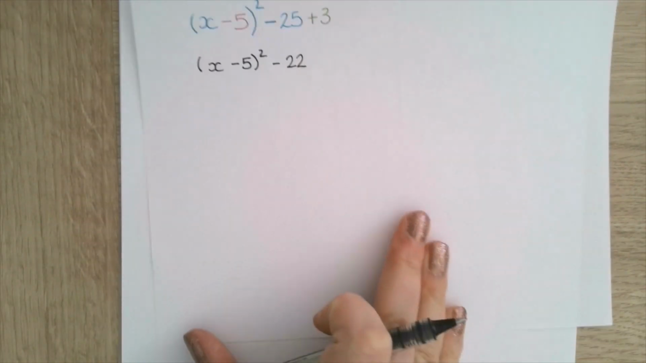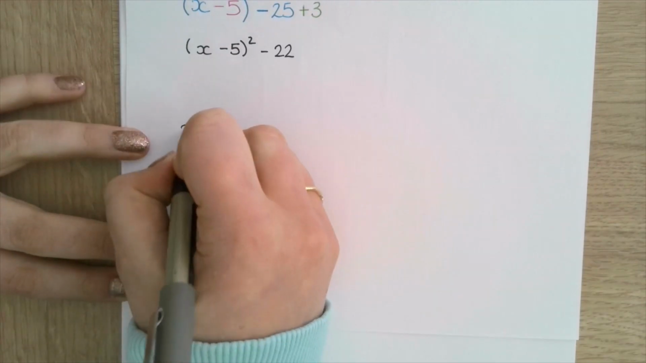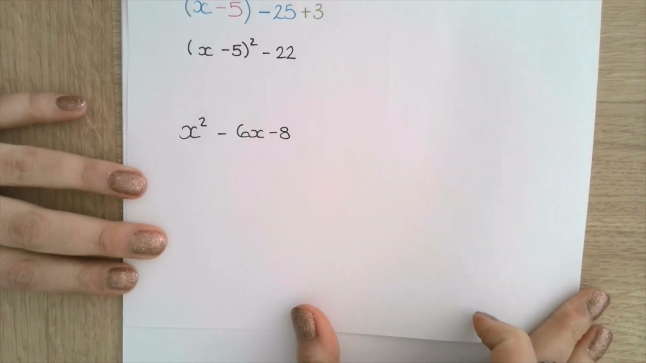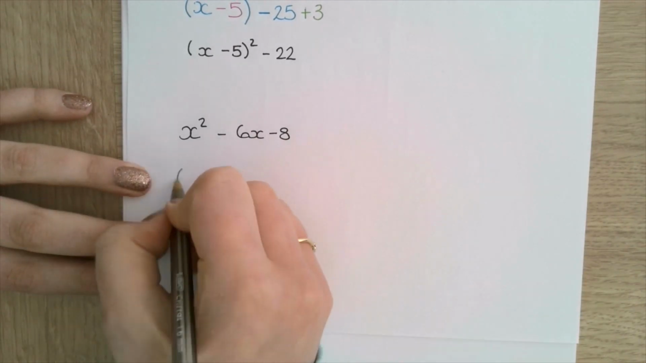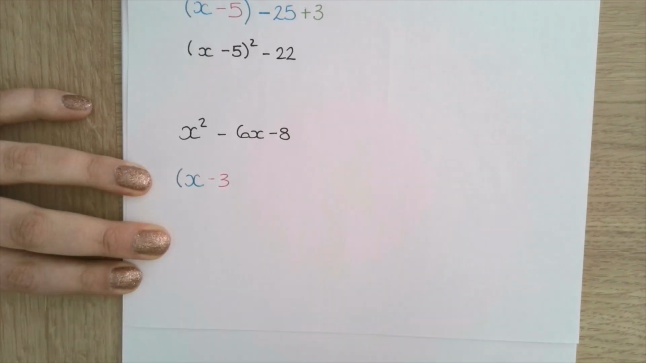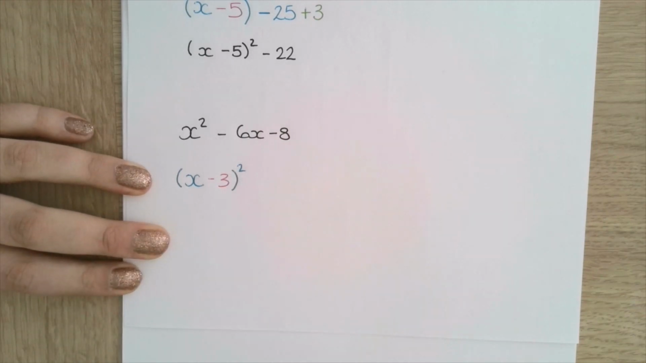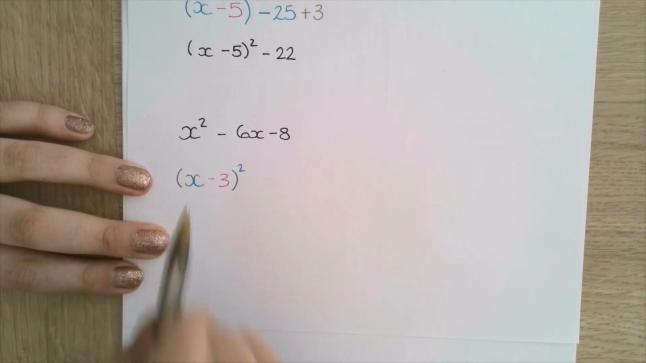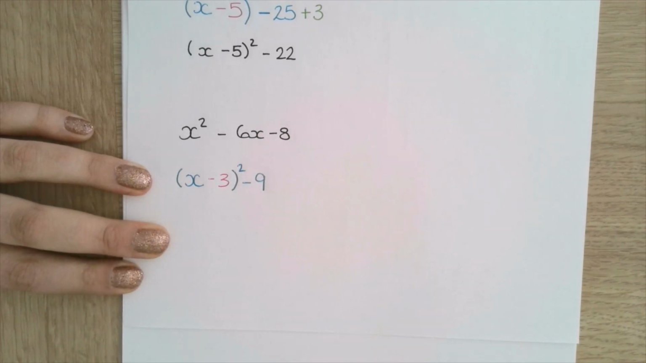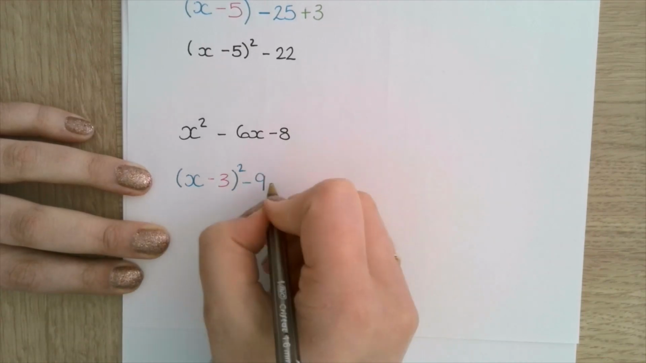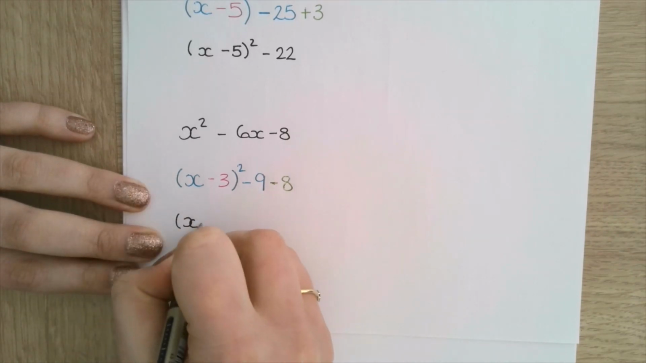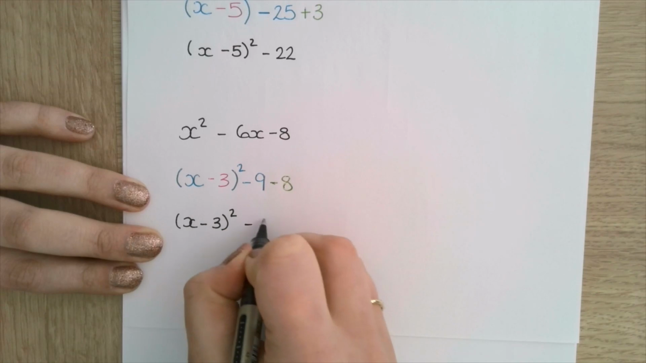So here's another example. x squared minus 6x minus 8. So open my brackets. x, half of my coefficient of x is minus 3. Close my brackets and square. I'm now going to subtract this number squared. So 3 squared is 9, so minus 9, and not forgetting the minus 8 at the end. And tidying it up, I get x minus 3 all squared minus 17.